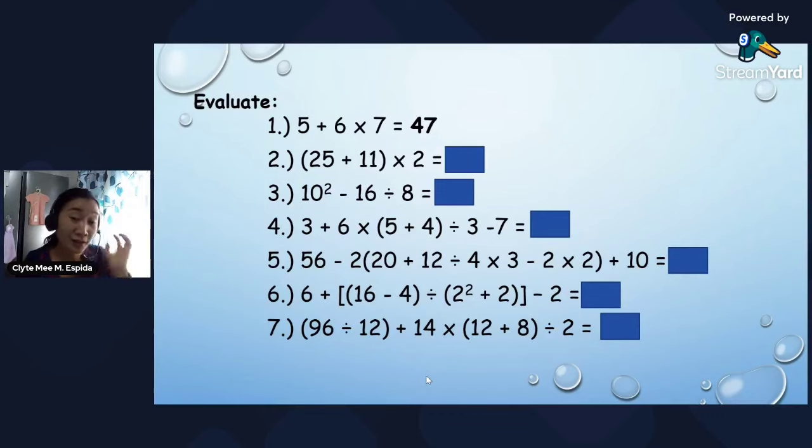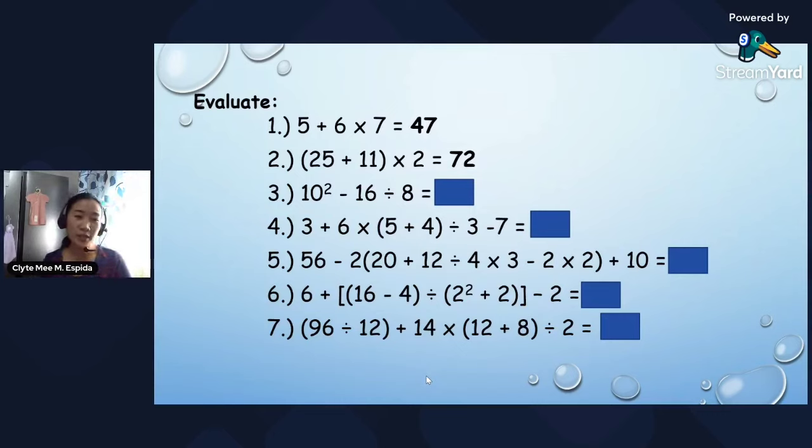Okay, for number 2. Okay, sorry. So let's have number 2. Let's have 25 plus 11 times 2. Okay, you have the answer. So we first do what is in the grouping symbol or symbols. 25 plus 11 is 36 times 2 is 72. Okay, very good. For those who answered 72, congratulations.